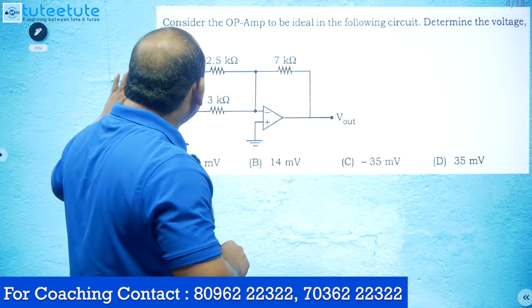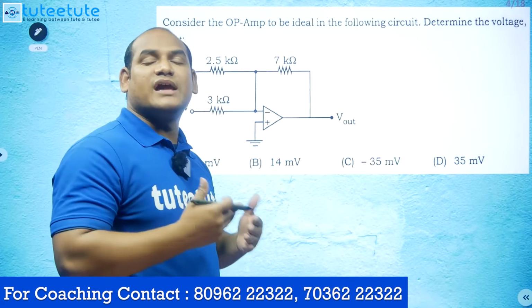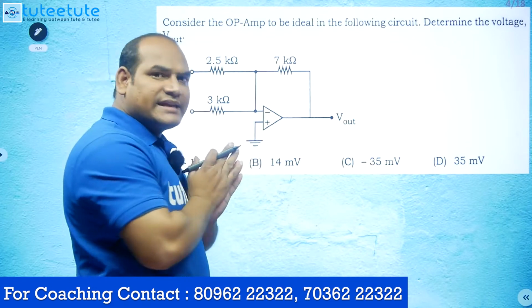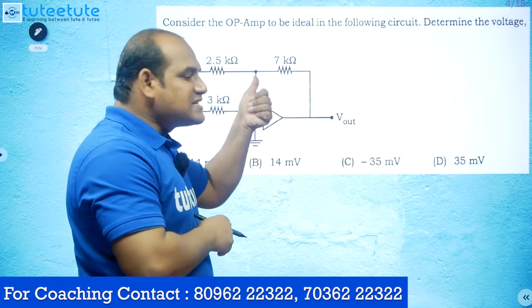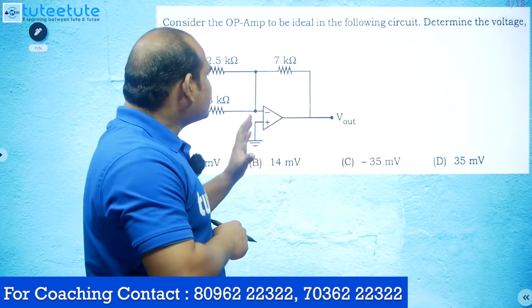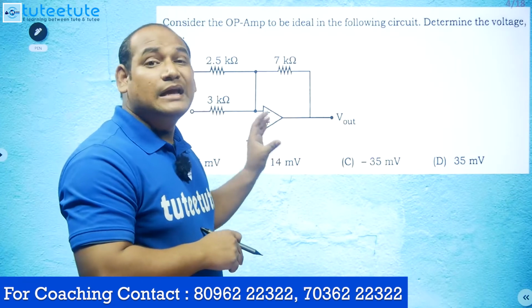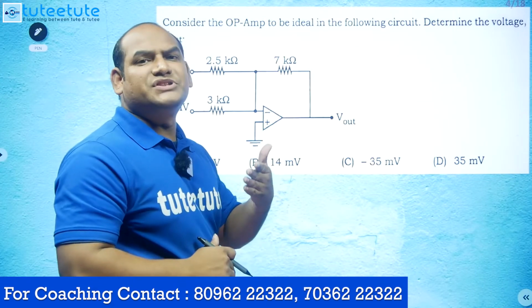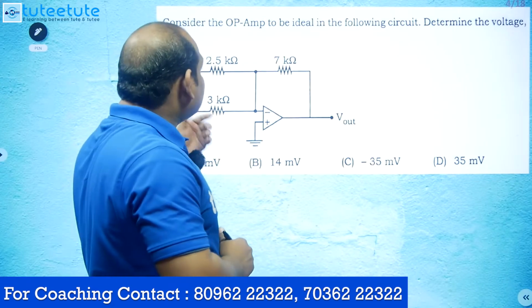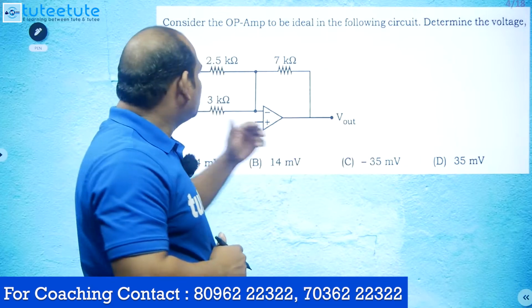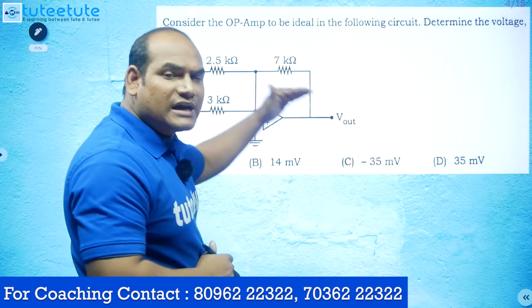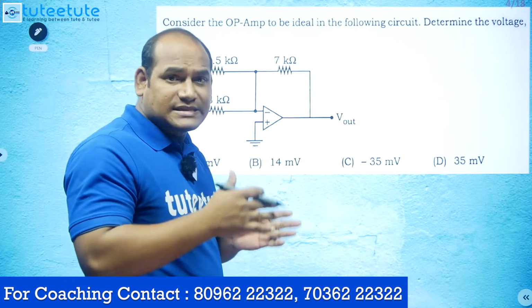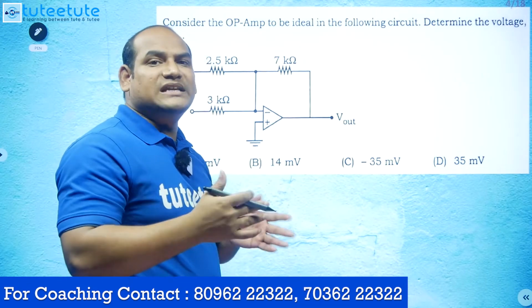So because of these two inputs, what is the output we have to calculate. In this particular case, because of the presence of the negative feedback, we can say that it is working like a linear circuit. When we consider a linear circuit, the superposition theorem can be applicable. That means the overall response due to many inputs is the sum of the individual responses. We can apply this for linear circuits.